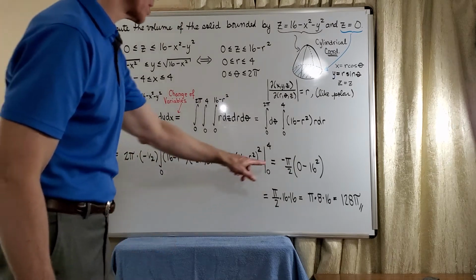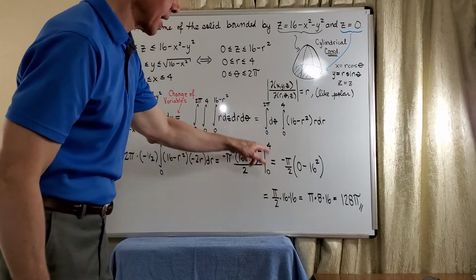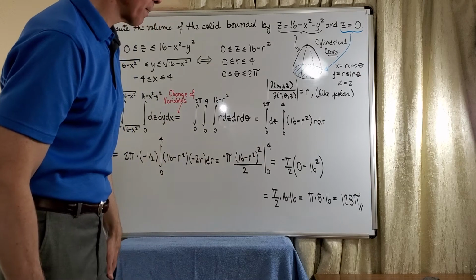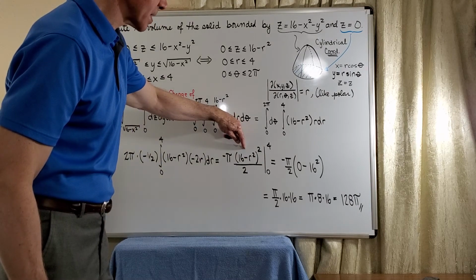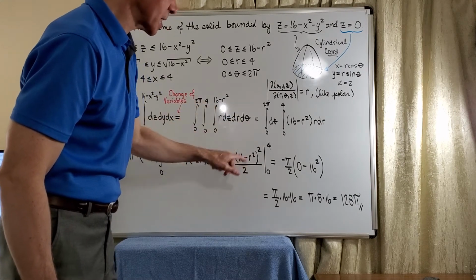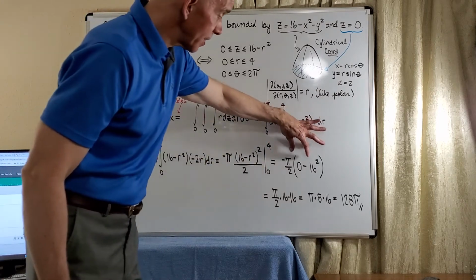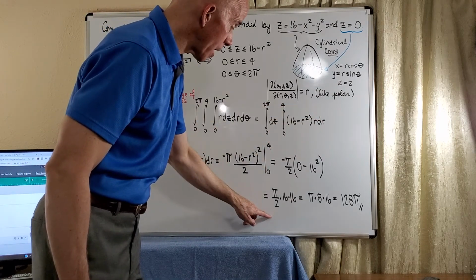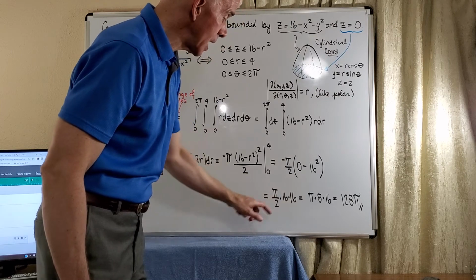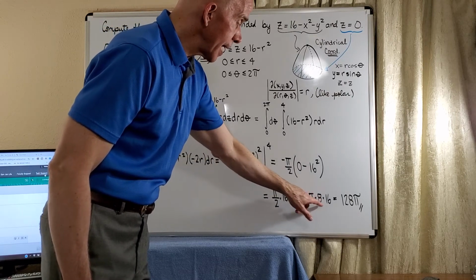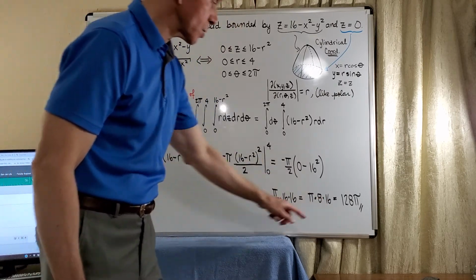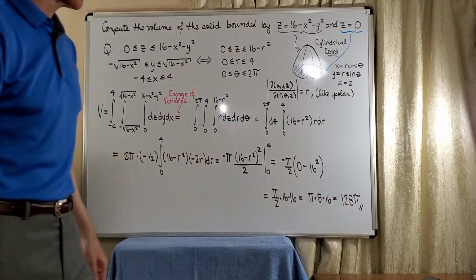Now at this point, we just have negative pi over 2, and evaluating at the upper and lower limits, the upper limit gives us a 0, the lower limit will just give us 16 squared. Now the negatives absorb, we get pi over 2, 16 times 16, 2 into 16 is 8, 8 times 16 is 128, so we get a volume of 128 pi.